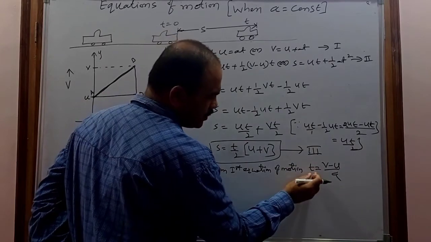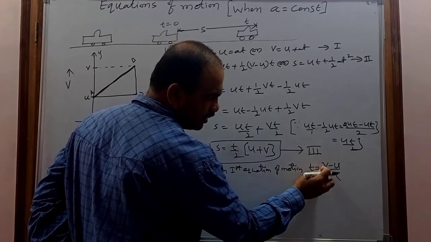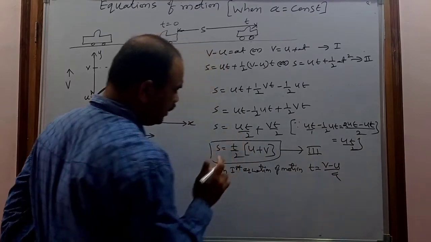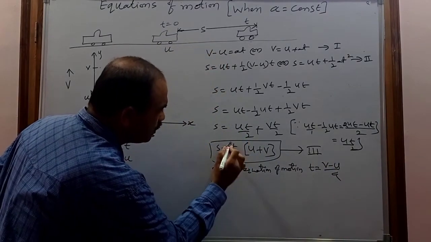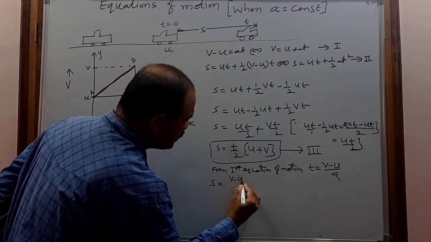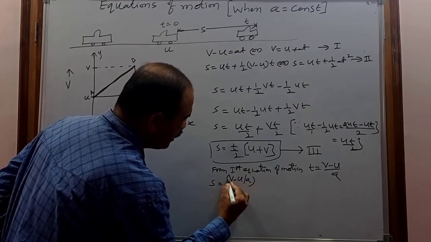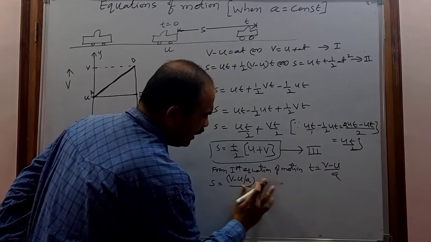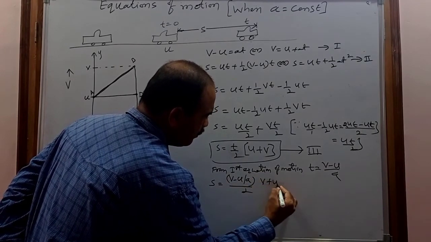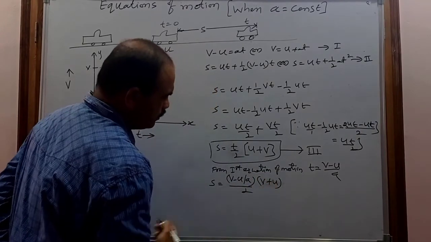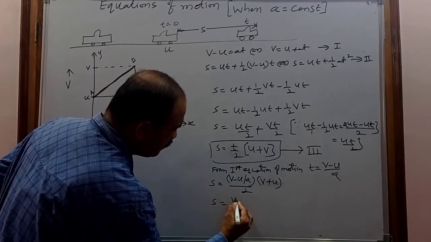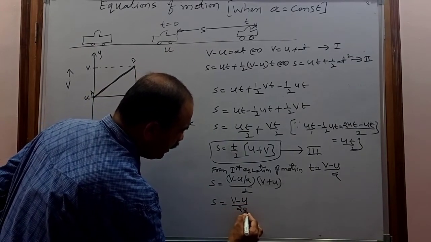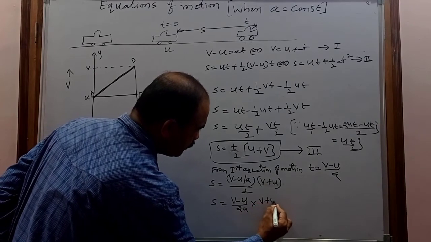So if I substitute in the place of t, that is v minus u by a here, what do you get? You get s equal to t, which is nothing but (v minus u by a) by 2 into (u plus v), or you can write it as (v plus u). So now if I simplify, s is equal to (v minus u) by 2a into (v plus u).